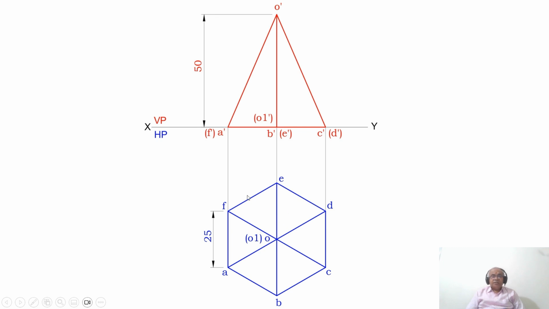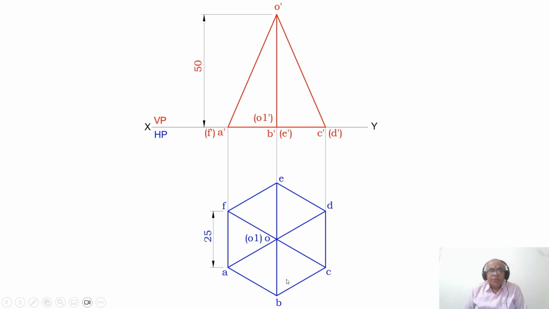Since I want to construct a hexagon of 25 mm, draw a vertical line in the top view, that is on HP. Consider any point on that vertical line, and with that point as center, take a radius of 25 and draw a circle. This circle will cut the vertical line at 2 points. Mark one point as B and the other as E.